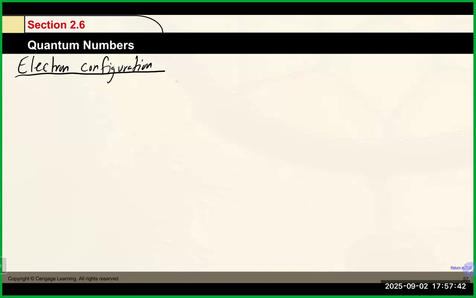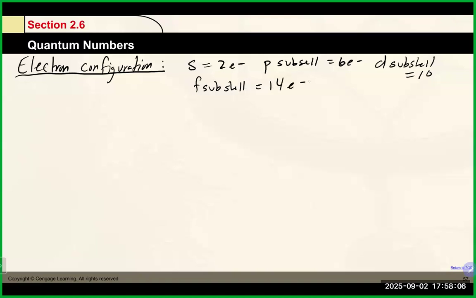Really, to write electron configuration, there's two things that you need to know. You basically just need to know that an s orbital can hold a maximum of 2 electrons. A p subshell can hold 6 electrons maximum. A d subshell can hold 10. And lastly, our f subshell can hold 14 electrons.